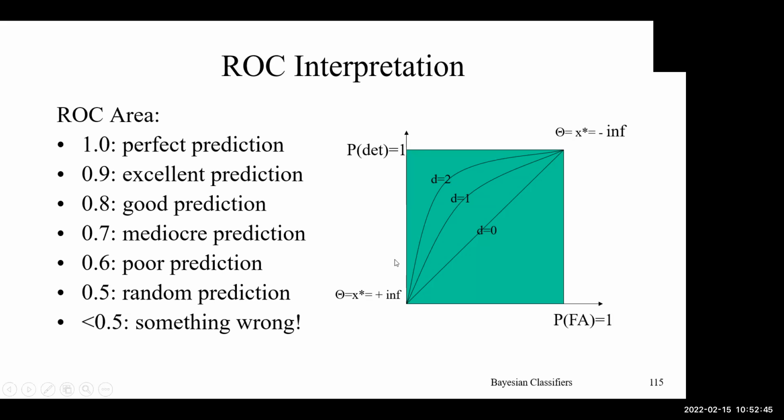This axis is the probability of detection. This is the probability of false alarm. Our goal is to be operating there, where we get perfect detection and 0 false alarm. That's what we want to get.